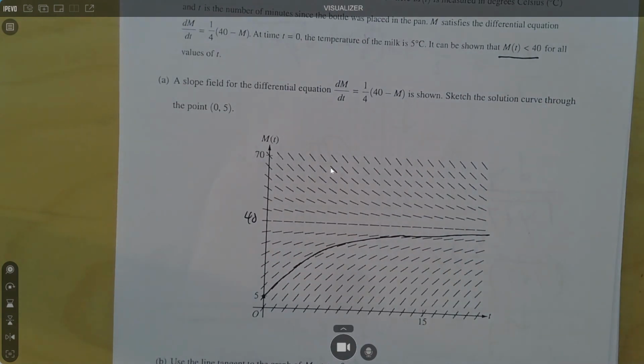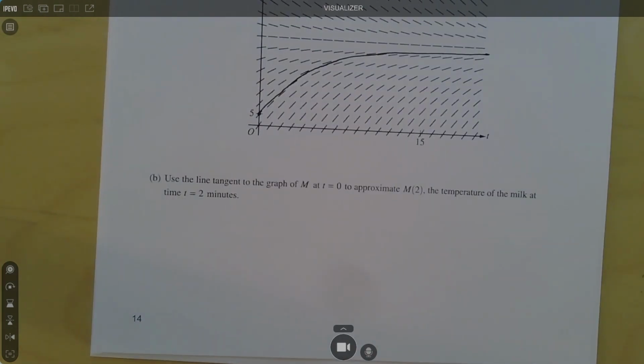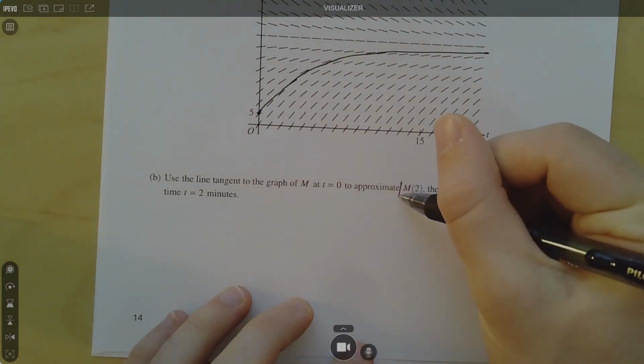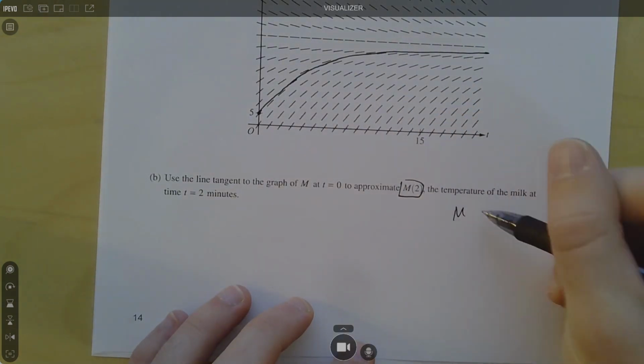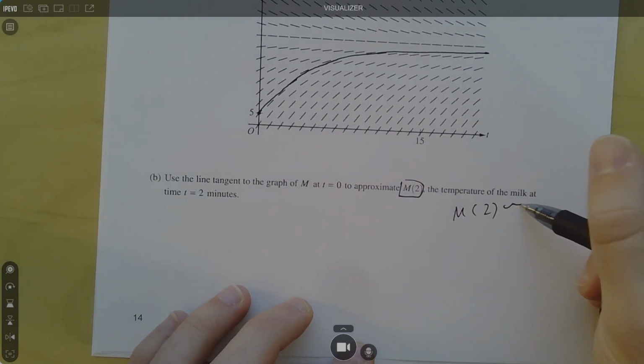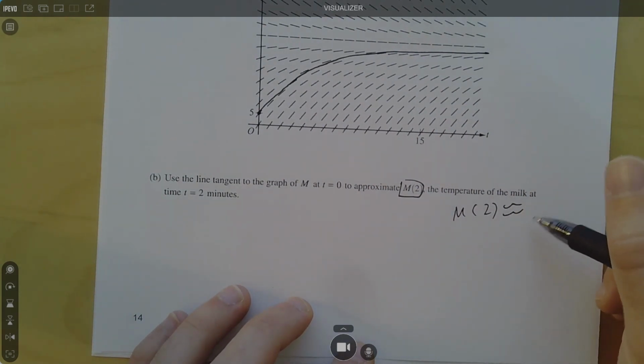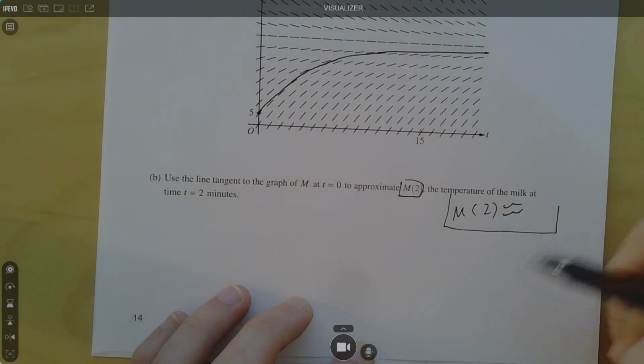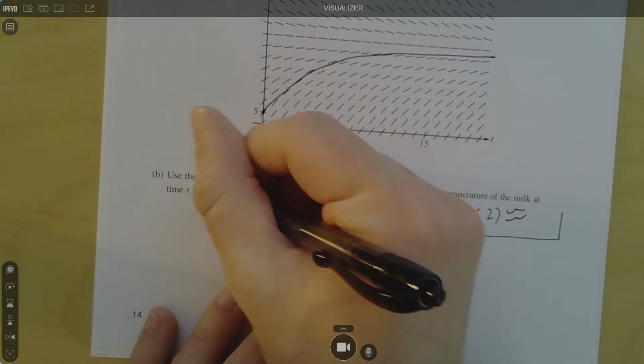Okay, now we've got the same question as before. Use the tangent line of the graph of m at t equals 0 to approximate m of 2, the temperature of the milk at t equals 2 minutes. So I want to know m of 2, that's what I'm trying to approximate. I will at some point need to fill in the blank of this. This is going to be my answer. In order to find that, I need the tangent line. So you know what to do.